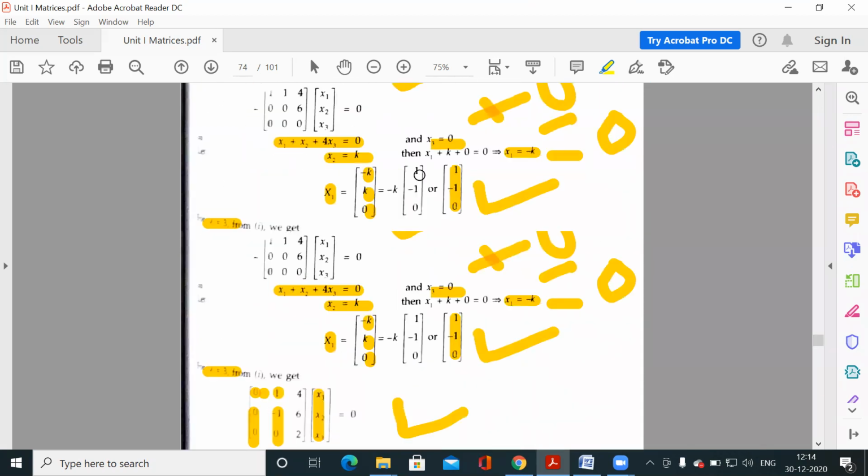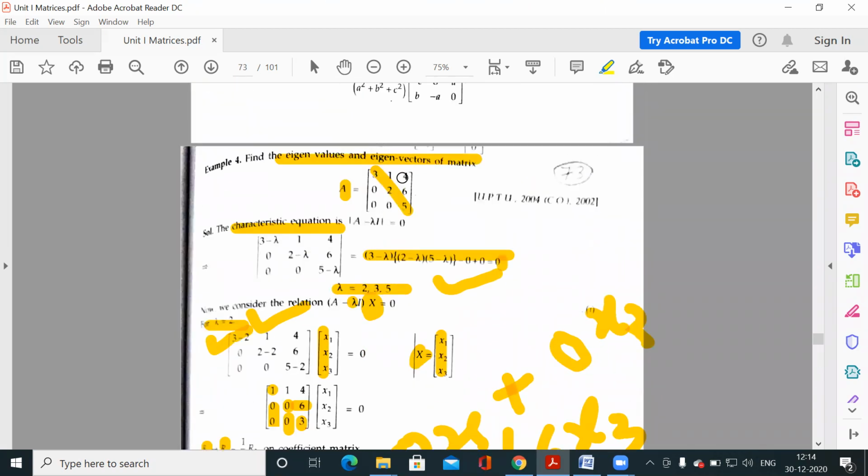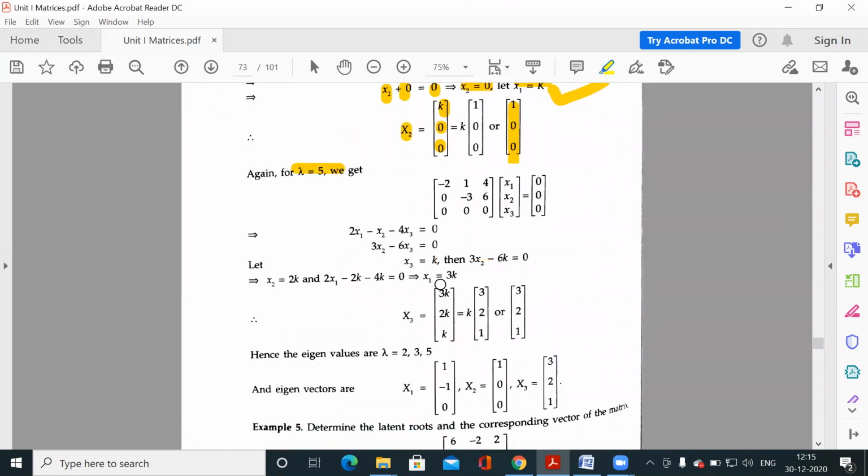So 3 minus 5, 1, 4, 0, 2 minus 5, 6, 0, 0, 5 minus 5. So this matrix would be like this: 3 minus 5 is minus 2, 2 minus 5 is minus 3, 5 minus 5 is 0. And all other elements are the same: 1, 4, 6, 0, 0, 0. So this is your third homogeneous system.